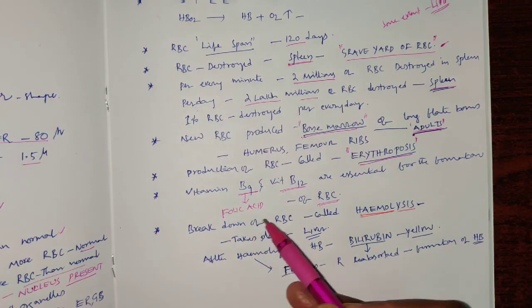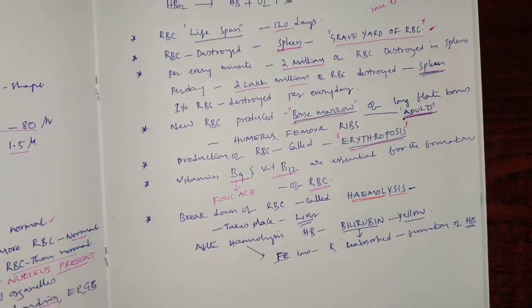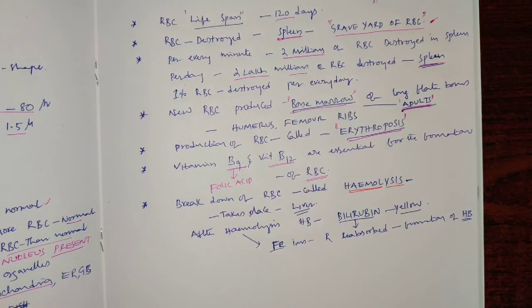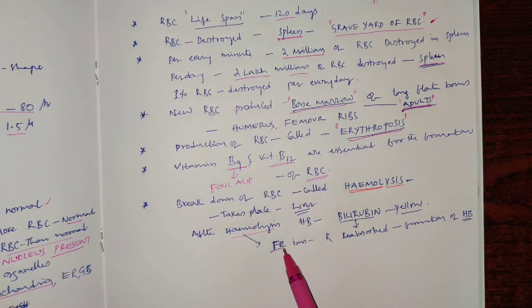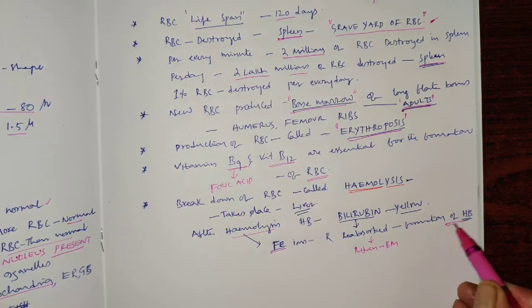Vitamin B9 and B12 are very much essential for the formation of RBC. The breakdown of RBC is called hemolysis. After the hemolysis, hemoglobin is converted into a bilirubin pigment. This bilirubin is accumulated in the bile juice and then discarded. After hemolysis, the iron from the hemoglobin is reabsorbed and retained in the bone marrow for the formation of hemoglobin.